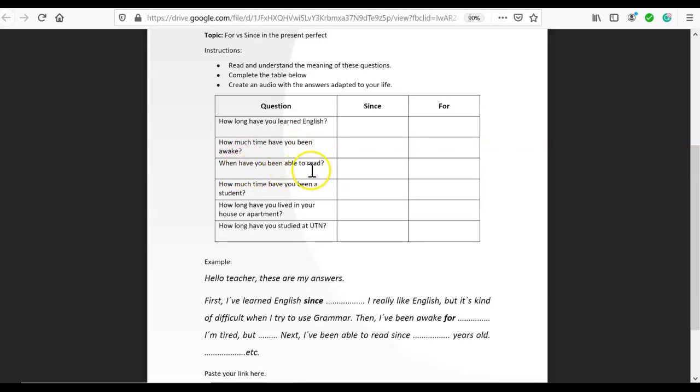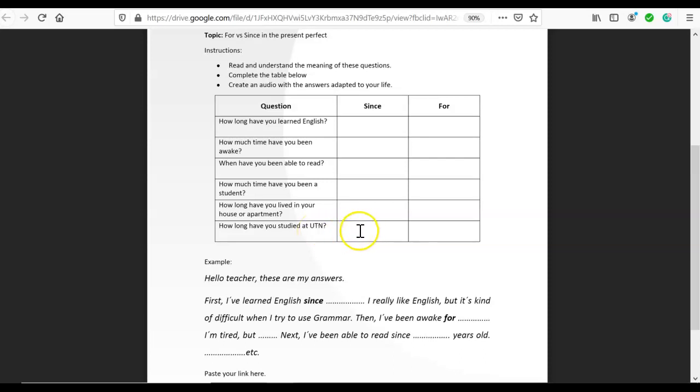When have you been able to read, the first time? How much time have you been a student? How long have you lived in your house or apartment? How long have you studied at UTN?